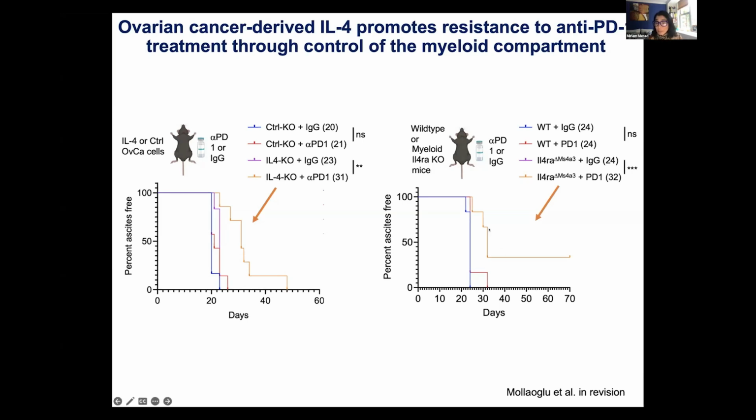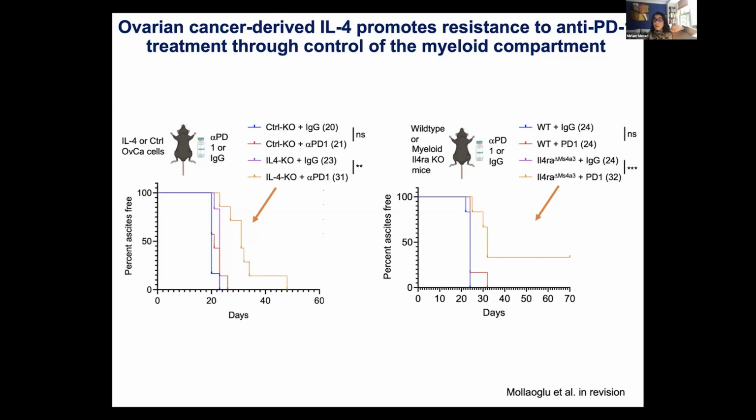And in this case, he finds that indeed, just by removing the IL-4 receptor from the myeloid compartment, these mice with ovarian cancer did much better in response to PD-1 blockade. So, very similar results in a very unbiased manner. What we did is we found it in human, right? We went to mice and found exactly the same signature.